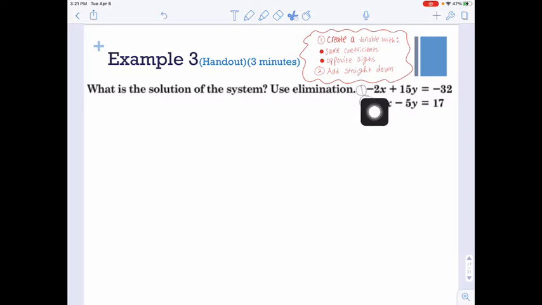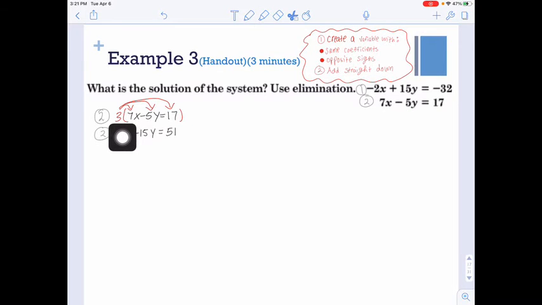We can't easily make 2 look like 7 or 7 look like 2 by multiplying by a whole number. However, we can make 15 and negative 5 look the same by multiplying negative 5 by a positive 3. It's not required that you multiply equation 2 by 3. You could have multiplied equation 1 by 3.5, but then we would have a bunch of decimals. So it's important to first take a look and see which variable would be the easiest to manipulate in order to get what we're looking for.